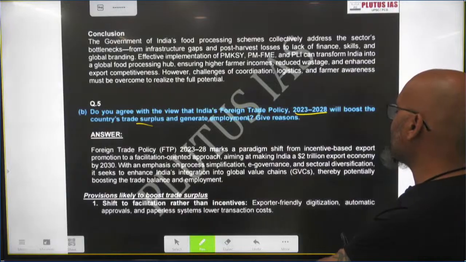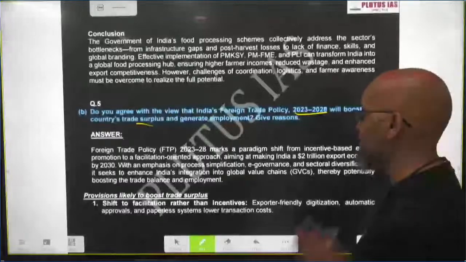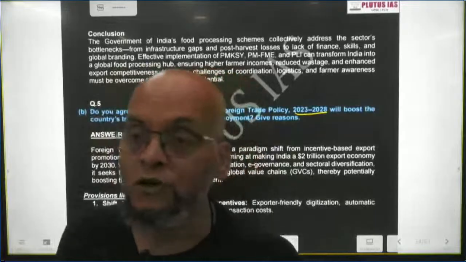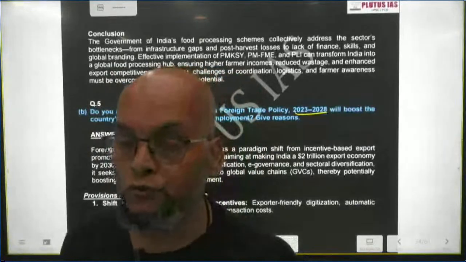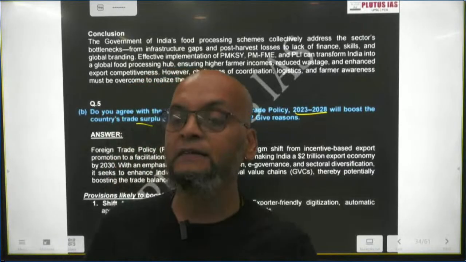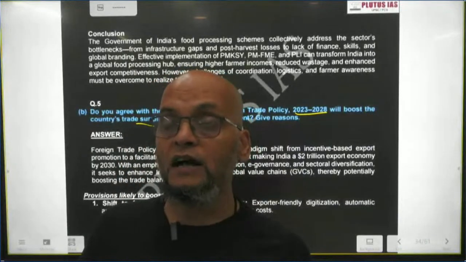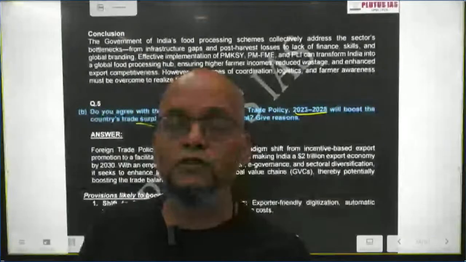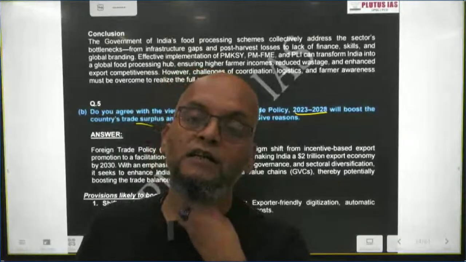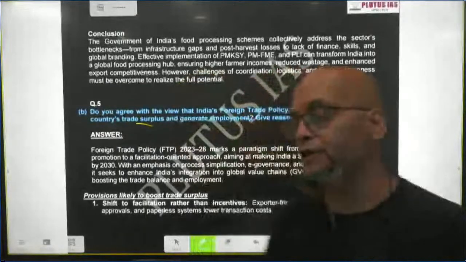Exporter-friendly digitalization, automatic approvals, and a paperless system lower transaction costs. Transaction cost, as you all know, I teach it also: the pain that you have to go through while making an investment is called transaction cost. Yeah, we did it in money and banking. So in order to export, in order to start such a firm, you needed a lot of paperwork. You had to go to government offices a lot. Now all this has been reduced, digitalization has been done, and paperwork has also been reduced substantially.